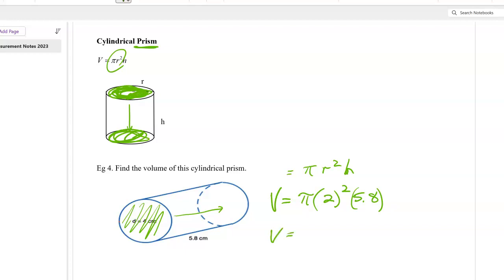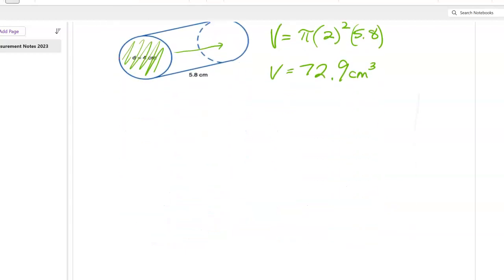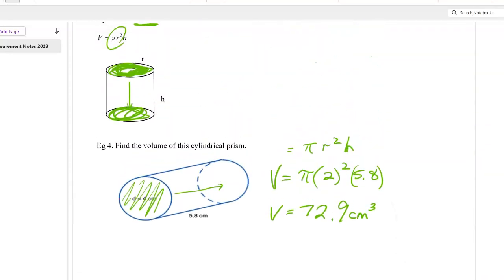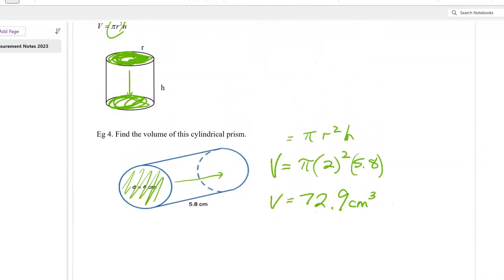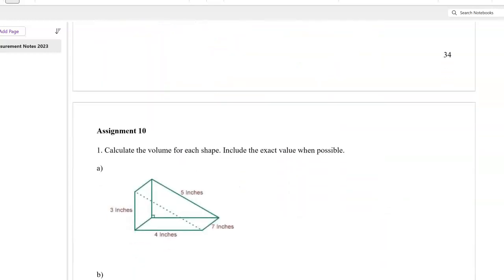Okay, so pi times 2 squared times 5.8 is 72.9 centimeters cubed. Okay, well, that's it for volume. Again, I think volume's pretty straightforward. It shouldn't cause you too much trouble. All right, do the next assignment. Let me know if you have questions.